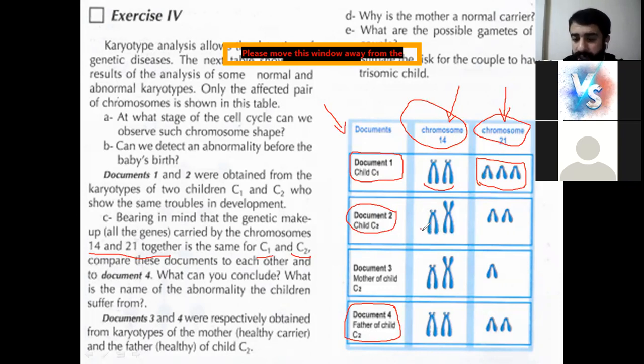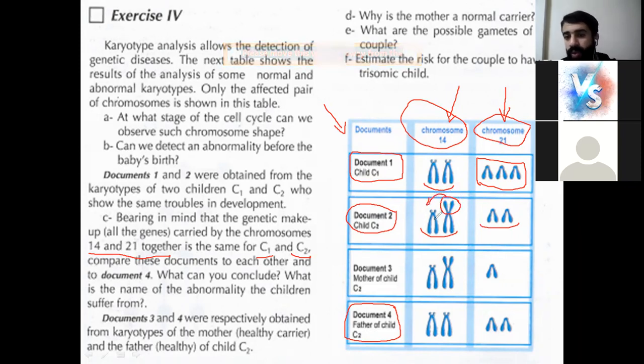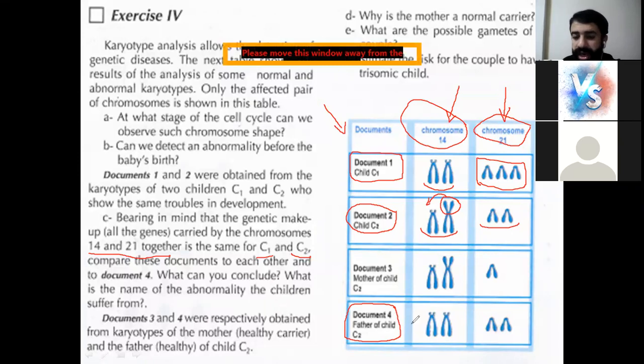While in document 2 of child C2, here we have 2 copies, but here we have also 2 copies. Here they are not homologous. One of these chromosomes 14 is longer or larger, if you want, than the other one. So we have here a non-homologous pair of chromosome number 14 for the child C2. But in the comparison with document 4, the father of the child C2, it has 2 homologous chromosomes number 14 as well as the same for chromosome number 21. So they are homologous, see, they are normal.